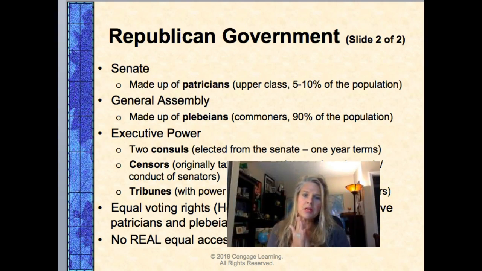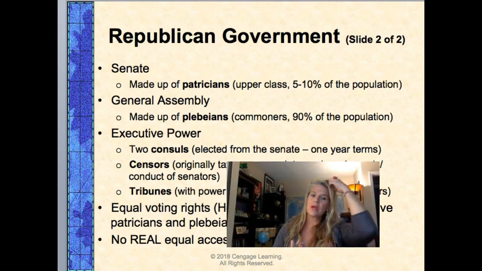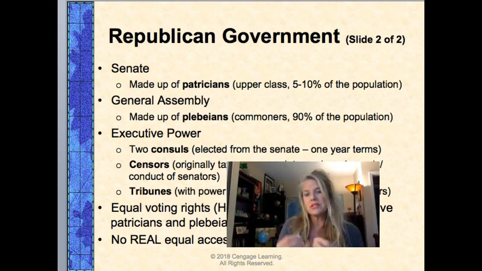You have the plebeians. You have 2 consuls, censors, originally tax assessors, and then you have tribunes with the power to speak and act in the name of commoners. Equal voting rights. The Hortensian Law is super important because it gave patricians and plebeians equal voting rights, even though they didn't always get it.